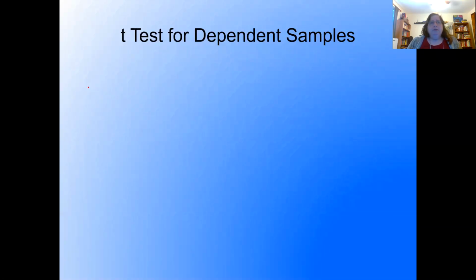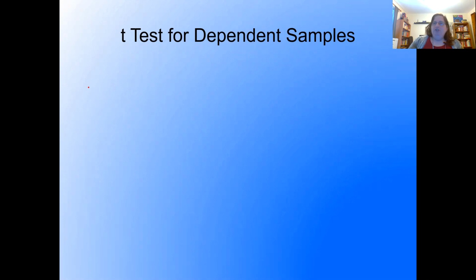Hello, everyone, and welcome to online lecture 18. That's the t-test for dependent samples. So we've talked about the z-test, and we've talked about the t-test for a single sample. Today we'll move into t-test for dependent samples, followed by, next time, t-test for independent samples.